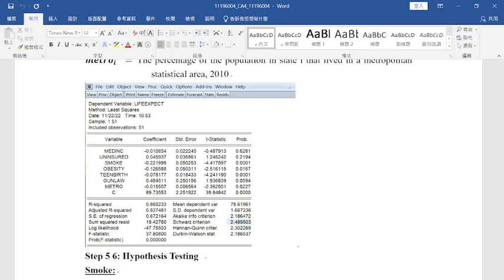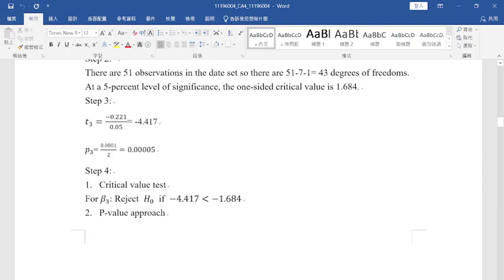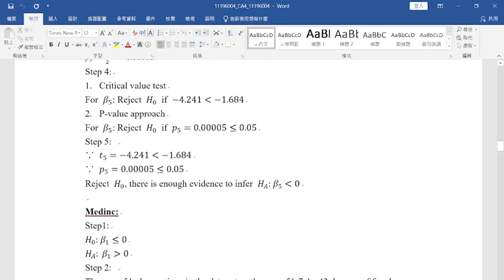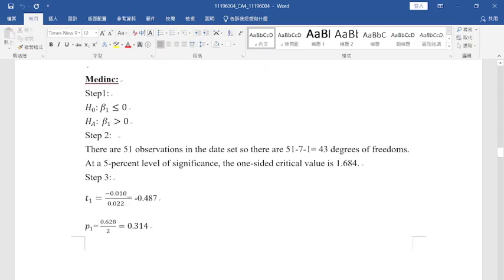Is this what you do in the report? Let me see. Then you started from beta 1 first, and this really follows the order from our textbook. Yes. Okay, so start from beta 1. Beta 1 is the median income. Step 1, we hypothesize the beta should be greater than 0. And step 2, we choose the 5% level of significance.